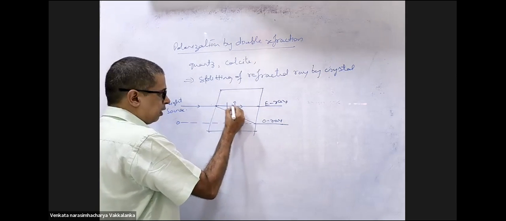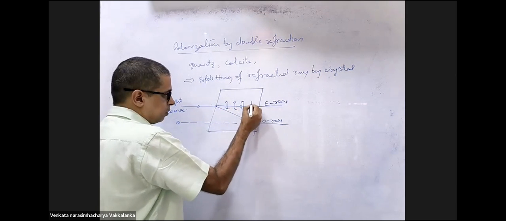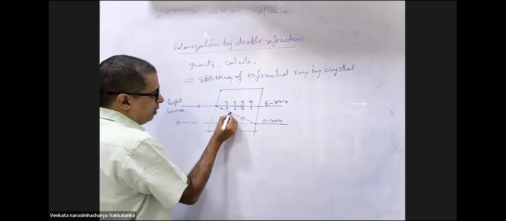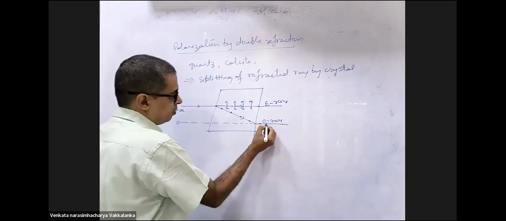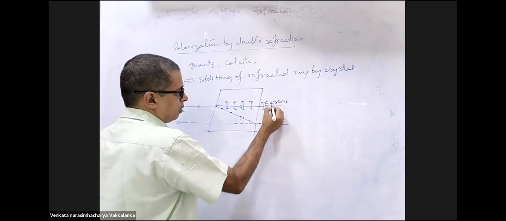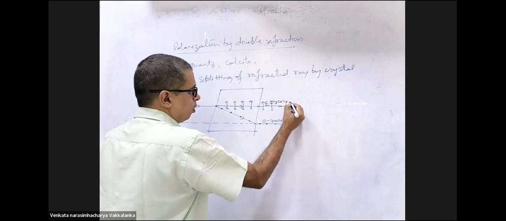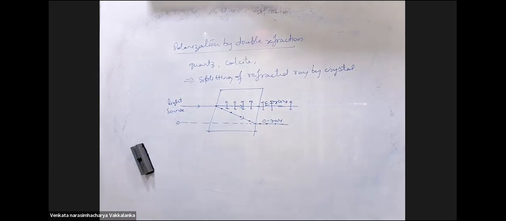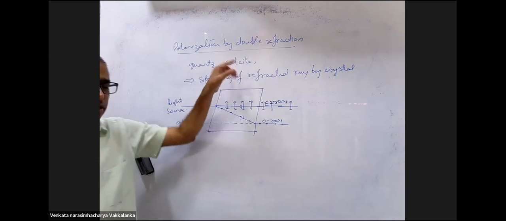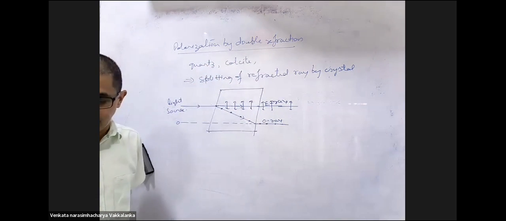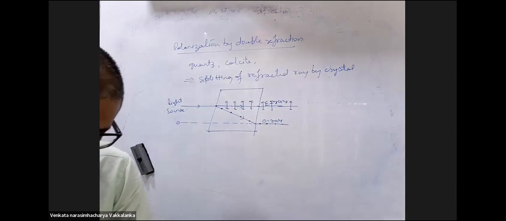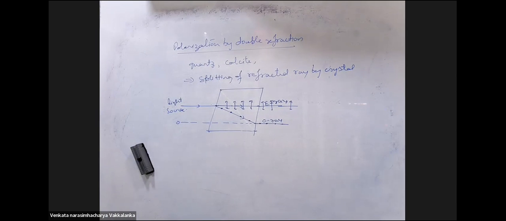This will be polarized like this. This will be polarized like this. So you are splitting the ray, splitting of the refracted ray by the crystal. Only a few crystals exhibit this property. One is quartz, the other is calcite and tourmaline.